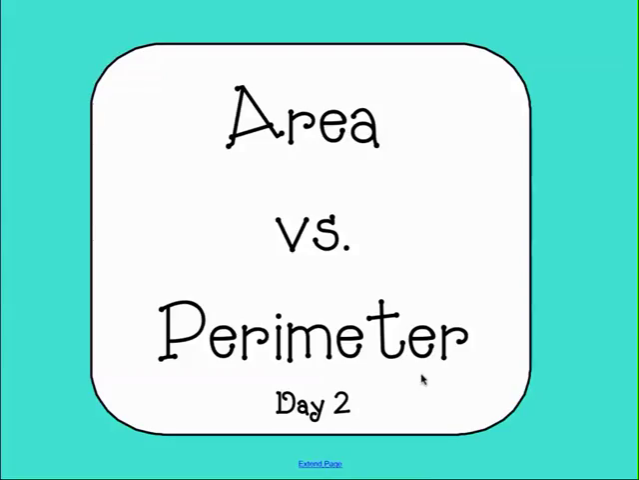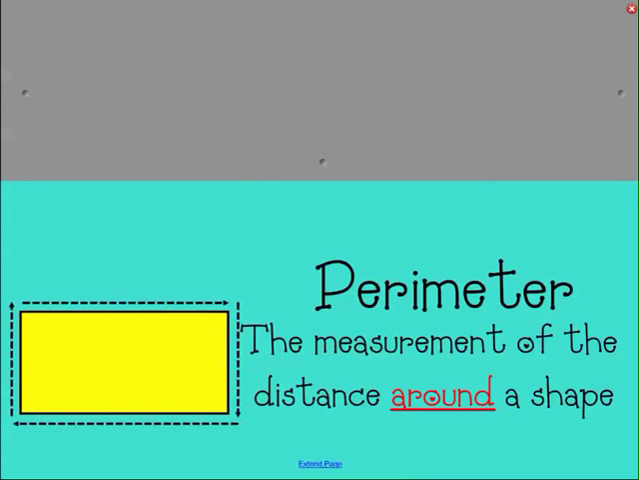All right, before we take a look at the formula though, let's do a little recap of what we discussed last night. So remember that perimeter is the measurement of the distance around a shape. And we talked about that the word rim is tucked in there, which is easy to remember. So we're measuring the rim or the outside edge. And to do that, we are going to add all four sides together.